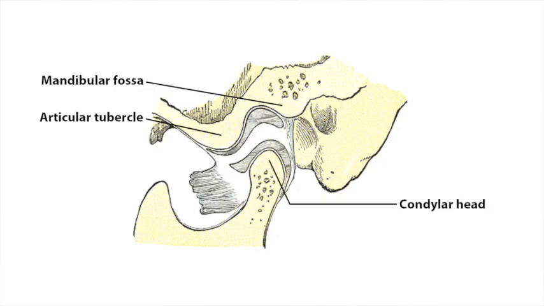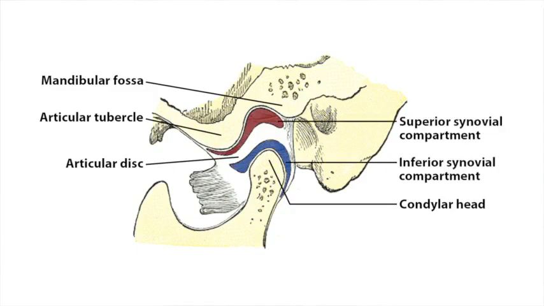The condylar head is actually separated from the articular surfaces of the temporal bone by an articular disc that is attached at its periphery to the joint capsule. It thus divides the joint capsule into two completely separate superior and inferior synovial compartments that are each lined by a separate synovial membrane. The temporomandibular joint may thus be thought of as a combination of two joints, a joint between the condylar head and the articular disc, and a joint between the articular disc and the squamous portion of the temporal bone.